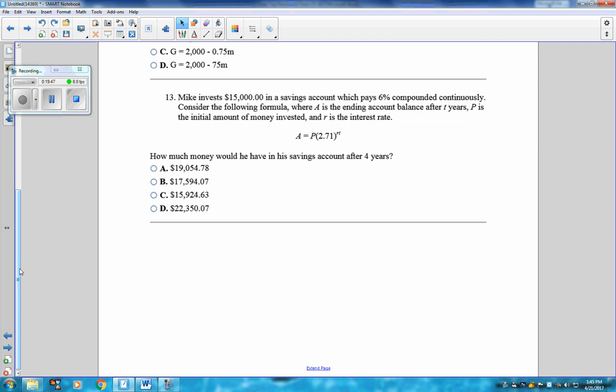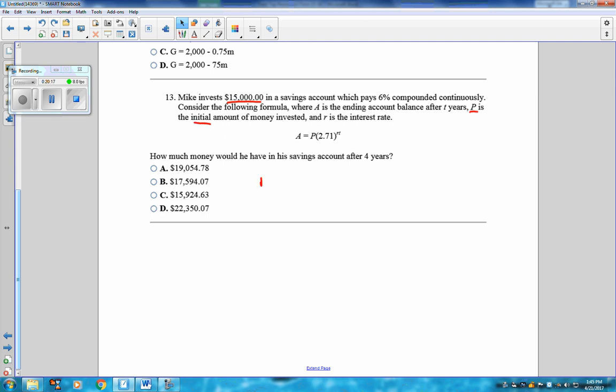Problem 13. Mike invests $15,000 in a savings account which pays 6% compounded continuously. Consider the following formula where A is the ending account balance after T years, P is the initial amount of money invested, and R is the interest rate. How much money would he have in his savings account after 4 years? So he invests $15,000, and P is the initial amount.